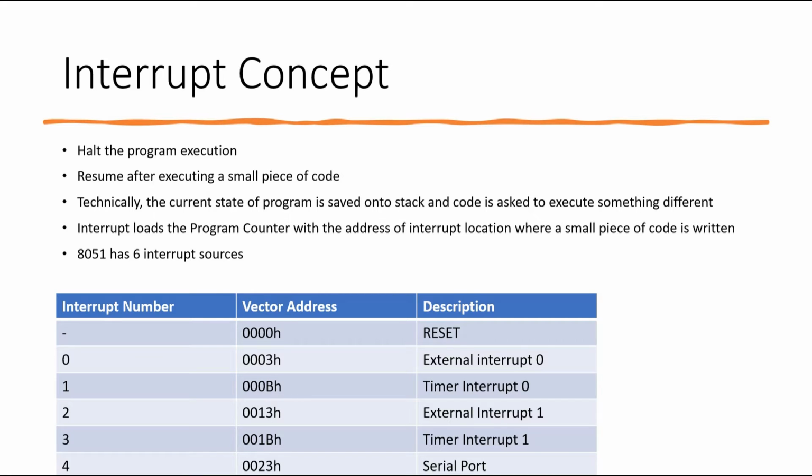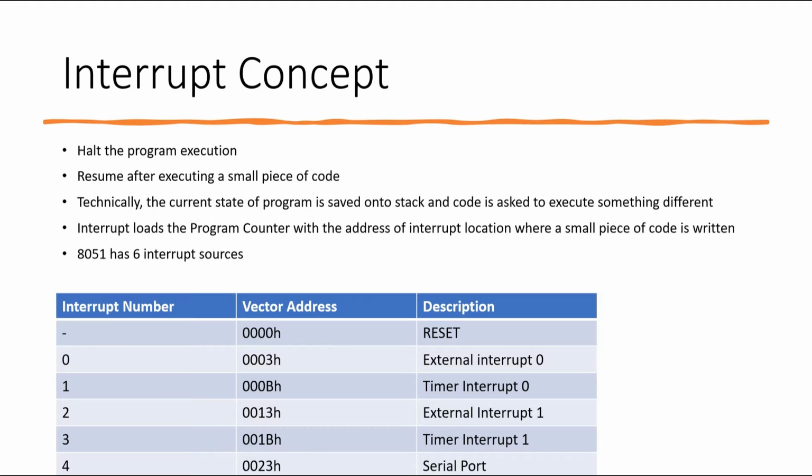So whenever a microcontroller is executing a particular piece of code, it has a register called program counter, which is loaded with the next instruction to be executed. That next instruction address is the address of flash memory, where the particular program is saved.